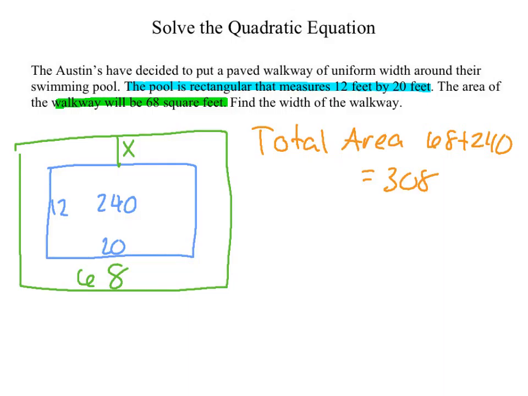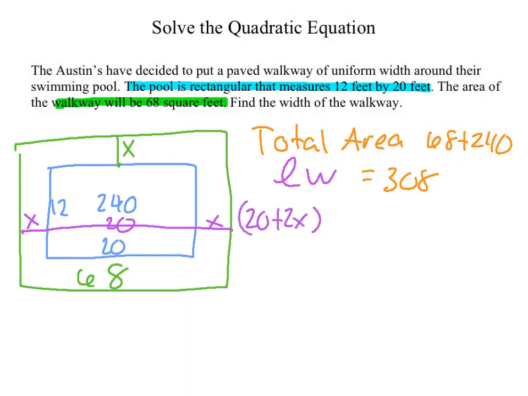So now, if you remember, to find area is going to be length times width. Well, let's look at the length. Let's say my length goes this way. Well, I'm going to have x plus 20 plus x. So my length is going to be 20 plus 2x. And then my width is going to go this way. So I'm going to have x and 12 and x. So my width is going to be 12 plus 2x. So if I have my length times my width, that's going to be 308.